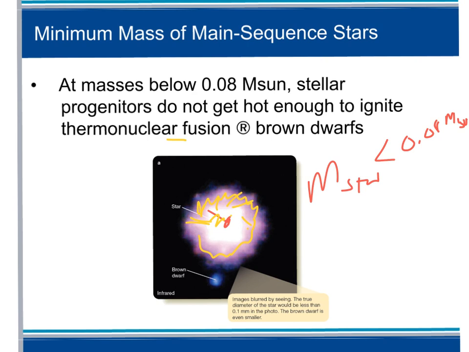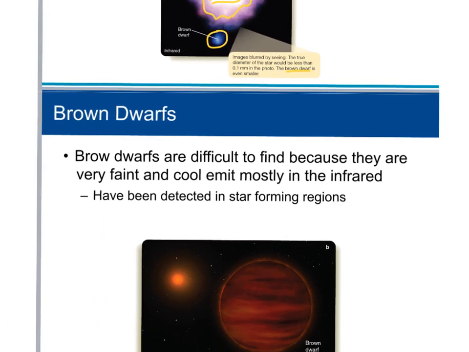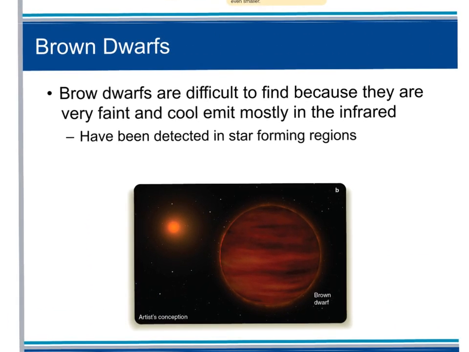A real brown dwarf, though, is right down here, and it's a lot smaller. This star right here is still giving off a lot more heat, and it's going to eventually shrink to that point. Brown dwarfs are difficult to find because they're not very luminous. They're not very bright, and their luminosity is so low that it makes it difficult to detect them with the naked eye.